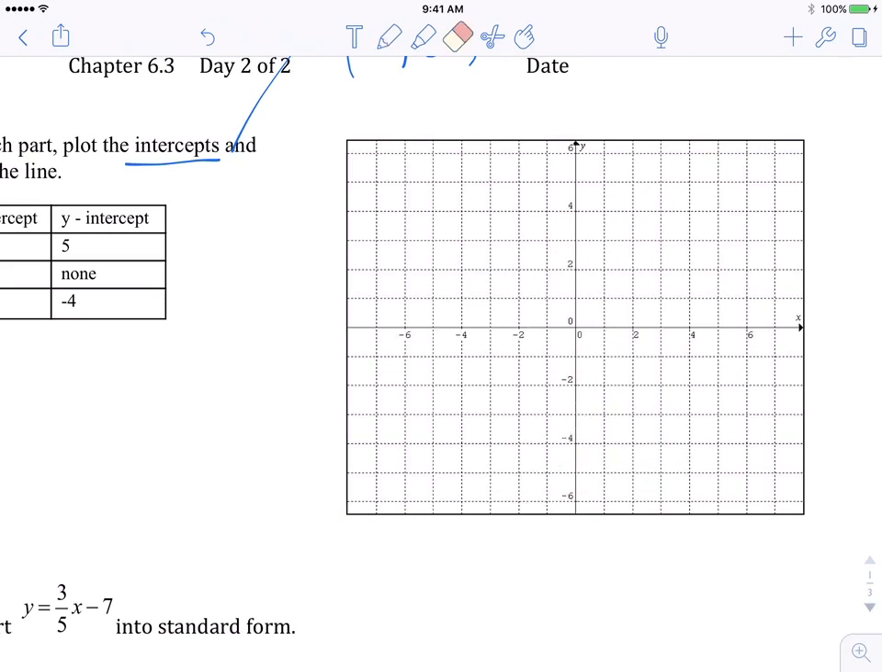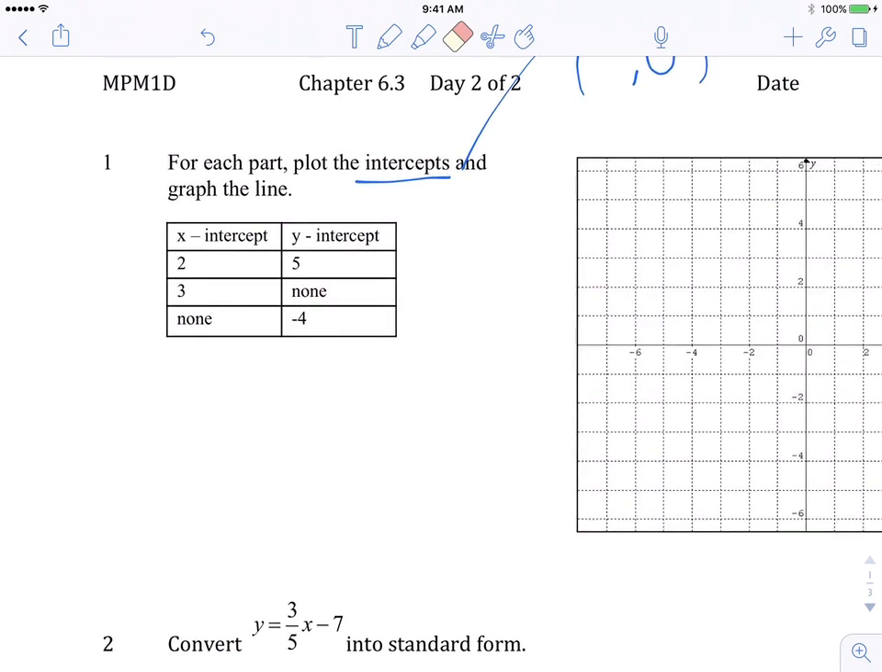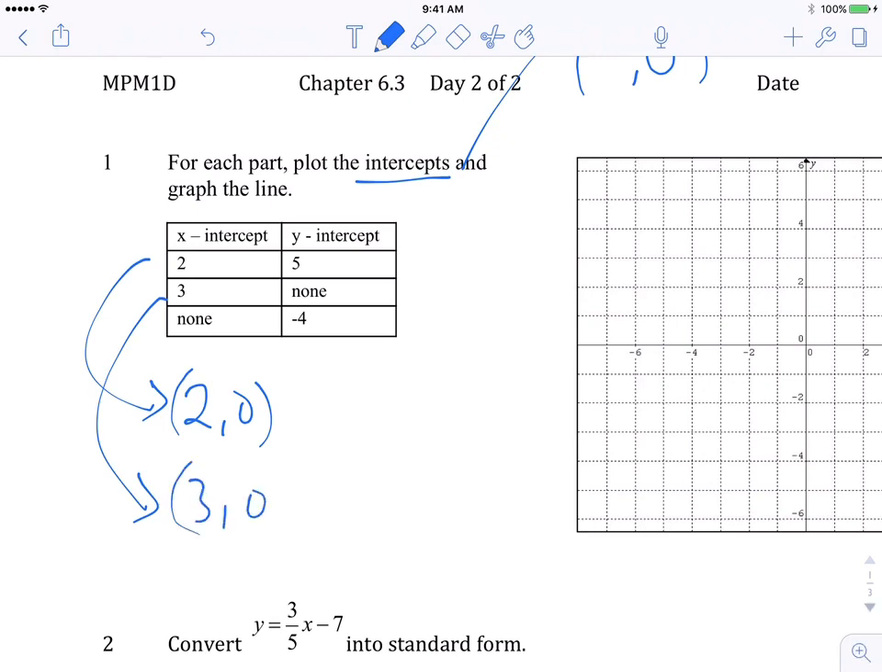Okay, so that's a quick refresher of what we mean by intercepts: lines that are on the axis, either the y-axis or the x-axis. If we have an x-intercept of 2, that is the same thing as saying (2, 0). An x-intercept of 3 in this case is like saying (3, 0).